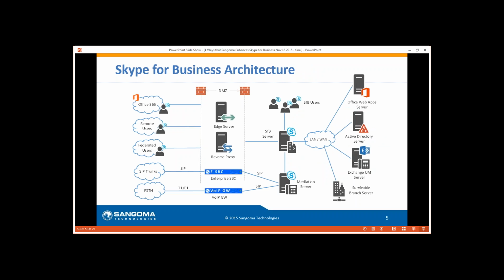And the slide you're seeing right now is my attempt to simplify. Even if it's a busy slide, it's my attempt to simplify the overall architecture of Skype for Business. There are many more roles; I tried to summarize it to be as simple as possible. So it all starts at the center with what is called Skype for Business Server.